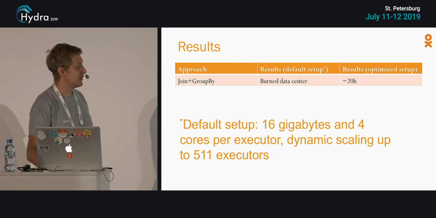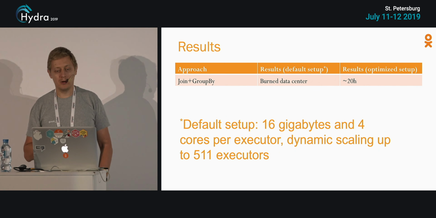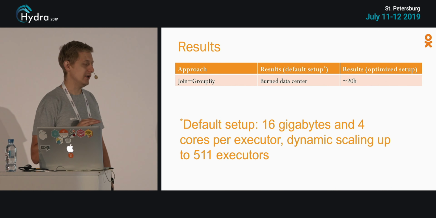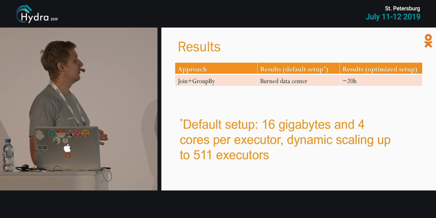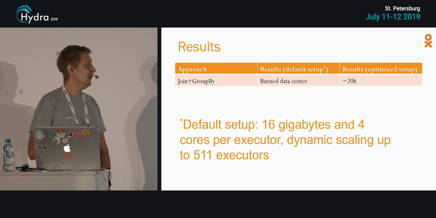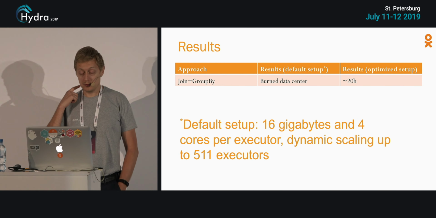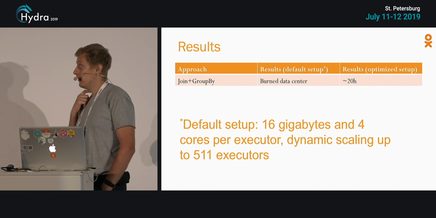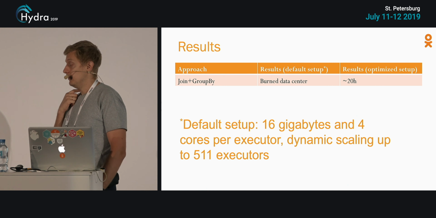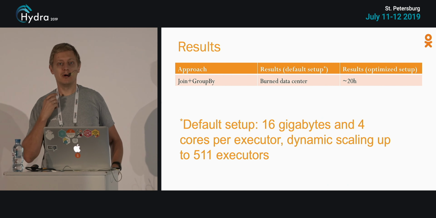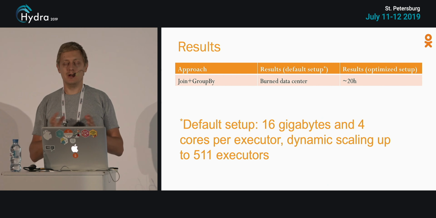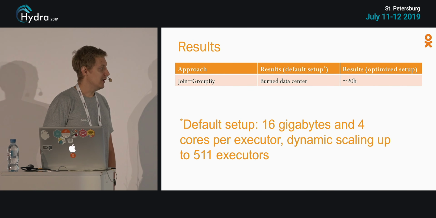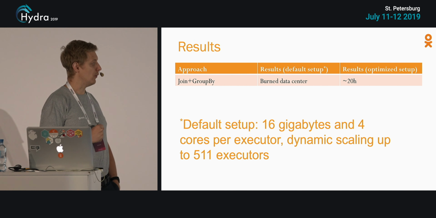With our default setup that we use for Apache Spark, it will eventually fail. It will run out of memory, create enormous traffic and fail. Our default setup for Apache Spark looks something like this. We use up to 511 executors. With dynamic scaling, Apache Spark can shrink and extend the number of executors it consumes. Each executor has 16 gigabytes and 4 cores.